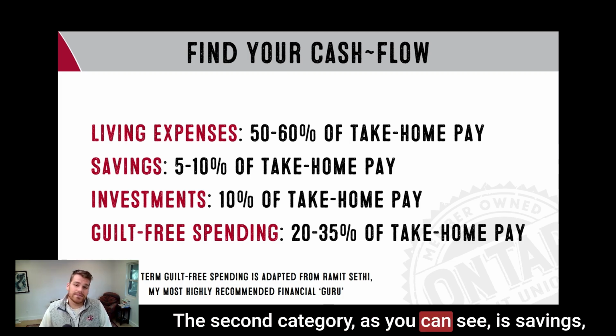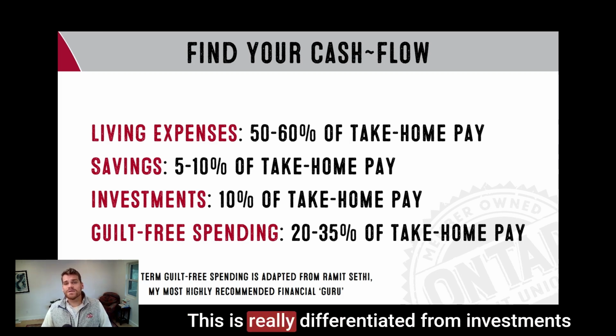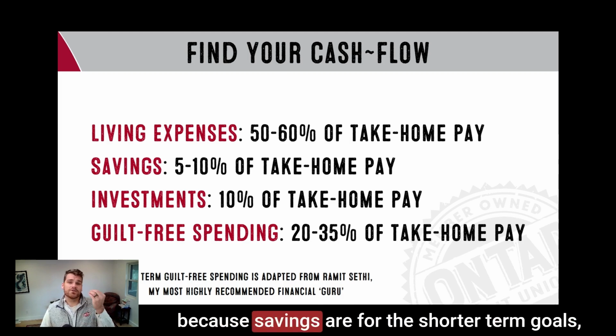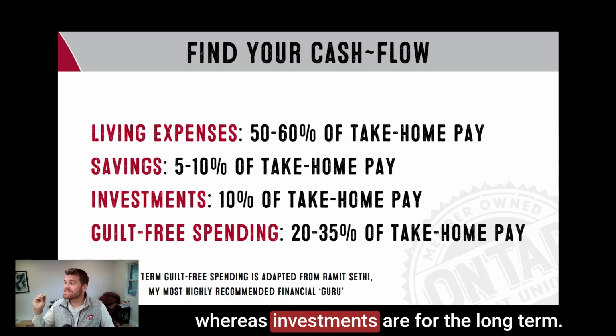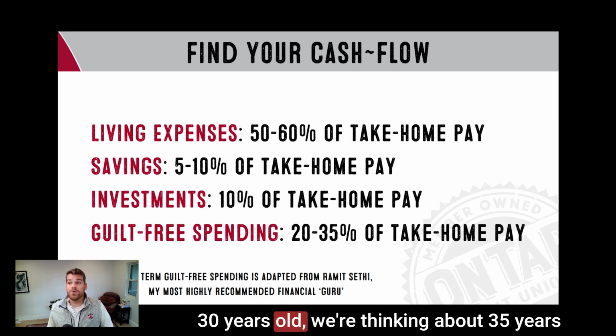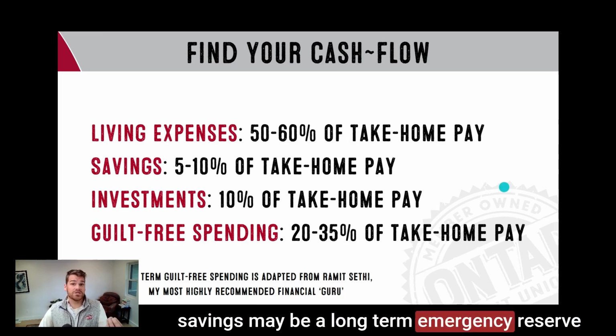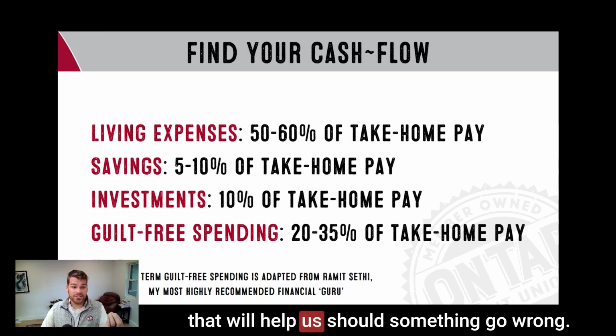The second category, as you can see, is savings, which is 5 to 10% of take-home pay. This is really differentiated from investments because savings are for the shorter term goals, whereas investments are for the long term. We're thinking about those if we are 30 years old, we're thinking about 35 years down the line with those investments, whereas savings may be a long-term emergency reserve that will help us should something go wrong.